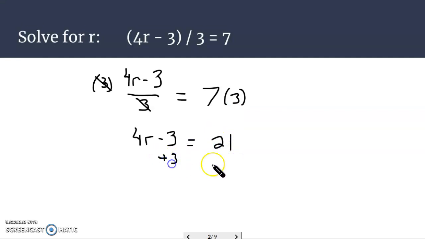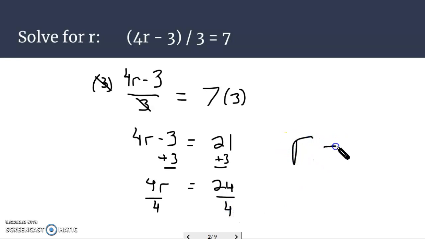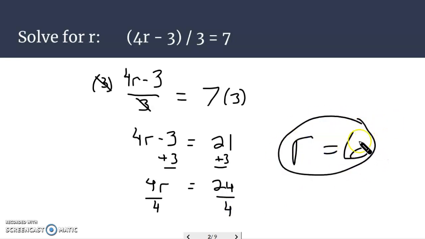I'm going to add 3 to both sides. 21 plus 3 is 24. And then notice I have 4r left equal to 24. I'm going to divide both sides by 4. And we end up with r equal to 6. 24 divided by 4 is 6. Remember, you can always substitute this back in to check to make sure it works.